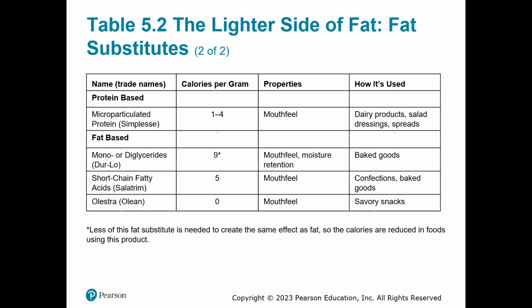One of them I did want to talk about are mono and diglycerides. Instead of a triglyceride with 3 fatty acids, a monoglyceride would have the glycerol backbone and 1 fatty acid. A diglyceride, you might be able to guess, would be the glycerol backbone and 2 fatty acid tails. Those still provide 9 kilocalories per gram, but you use less of this product to create the same effect.